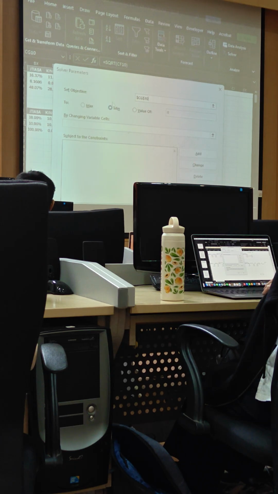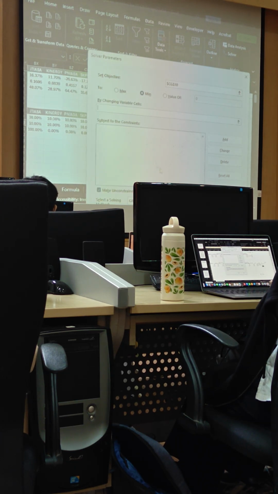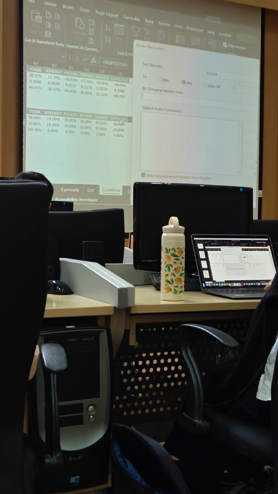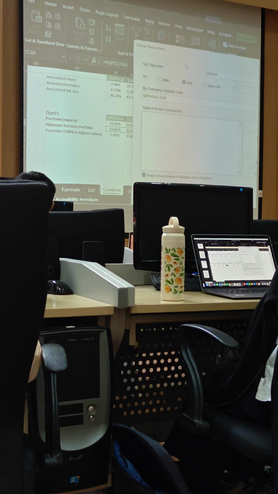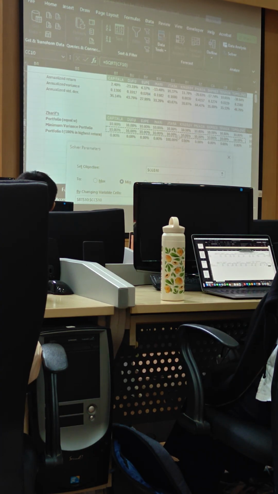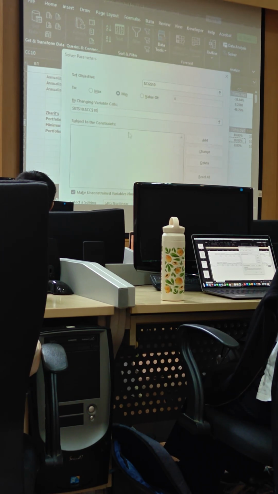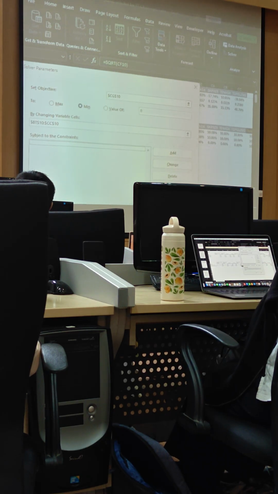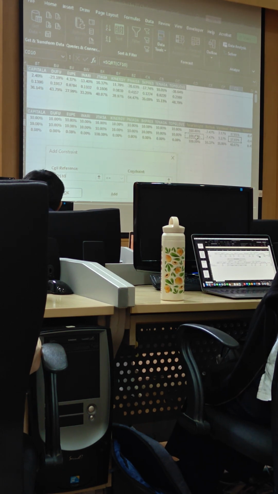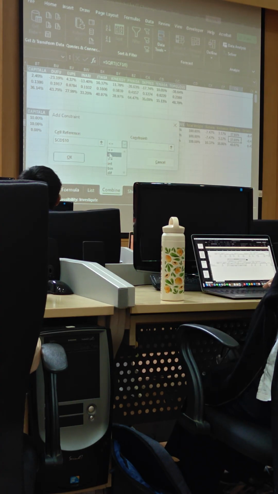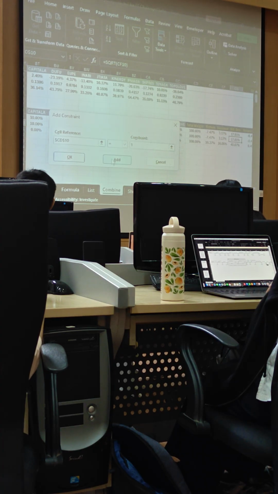Okay. By changing variable cells, what? So nak tukar apa? Nak tukar the weight. Okay. So weight dekat mana? The second one dekat sini. So this is the weight. You need to make sure that you select the correct ones. This is the minimum variance portfolio weight. Okay. Subject to the constraint. So the constraint is that at all costs, macam mana pun, the sum total weight must equal to 1. Itu syaratnya. Macam mana pun, the sum must equal to 1.